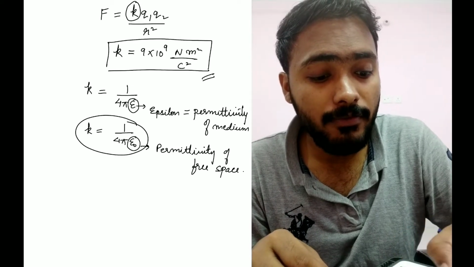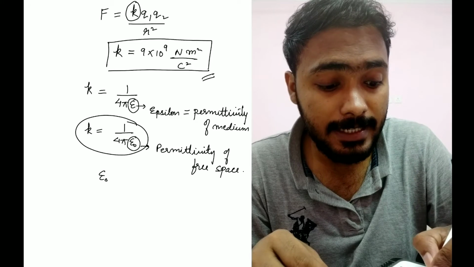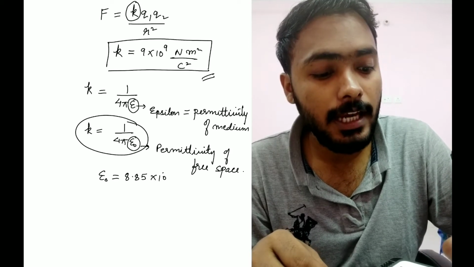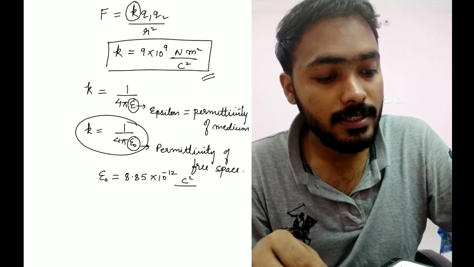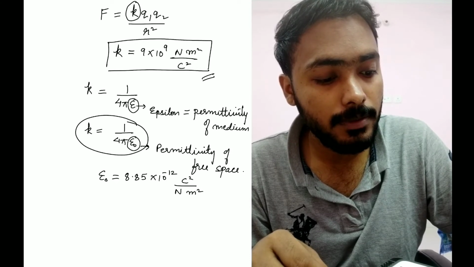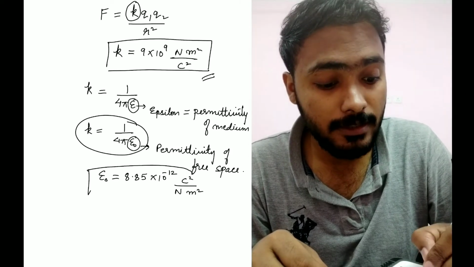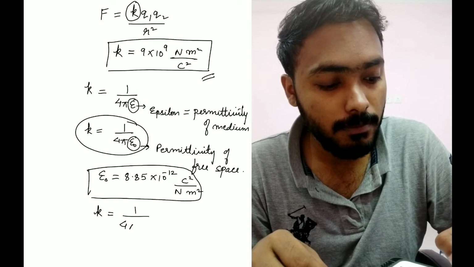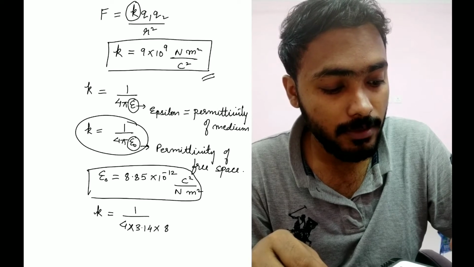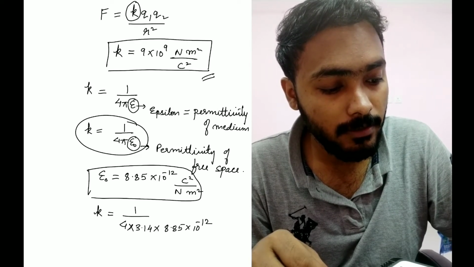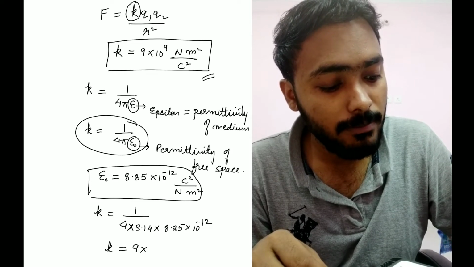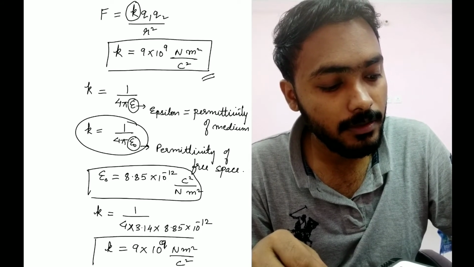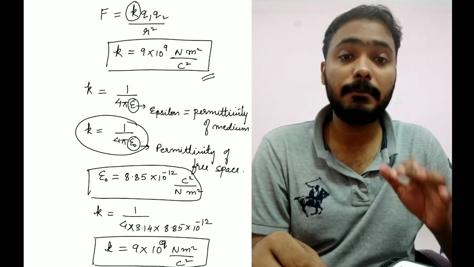So when we are talking about permittivity of free space, at that time epsilon has a constant value, which is equal to 8.85 into 10 to the power minus 12, and the units are Coulomb square per Newton per meter square. I hope you guys are following, right? So very similarly, when you write k is equal to 1 upon 4 pi epsilon naught, with 4 pi having a value of 3.14 times 4, into 8.85 into 10 to the power minus 12, the value comes out to be approximately 9 into 10 to the power 9 Newton meter square per Coulomb square. So I hope these things are making sense to you, right?